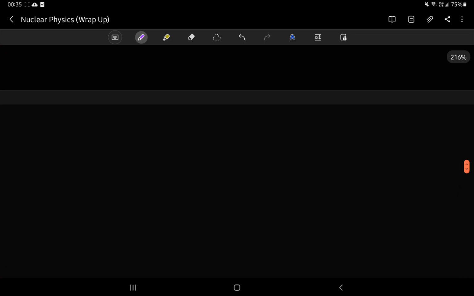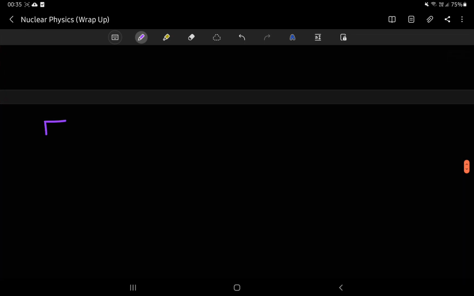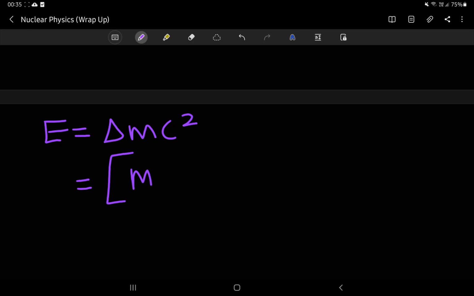So we can use mass defect. So mass defect is E equals to mc square, delta mc square, which is m is the difference between the mass number of the nuclei. So we can say it's mass final minus mass initial, c square.